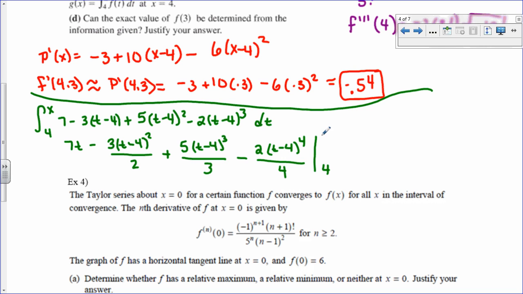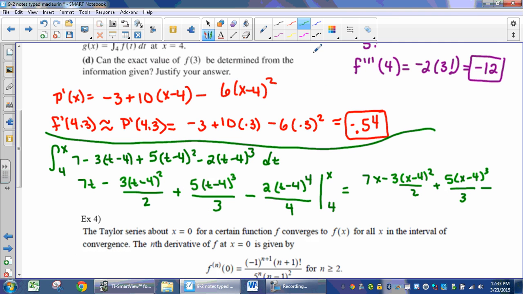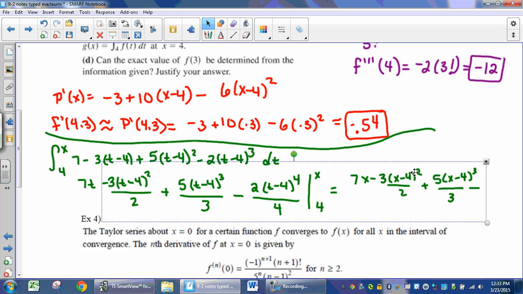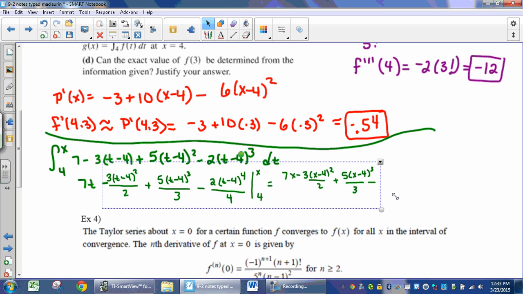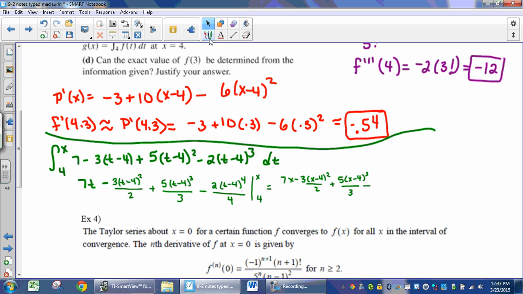I'm going to plug in 4 and x and see what happens. When I plug in x, I really get 7x minus 3 times (x minus 4) squared over 2 plus 5 times (x minus 4) cubed over 3 minus, I'm running out of room. Hang on, let me fix it. Okay, and then minus 2 times (x minus 4) to the fourth over 4. That's when I plug in x.